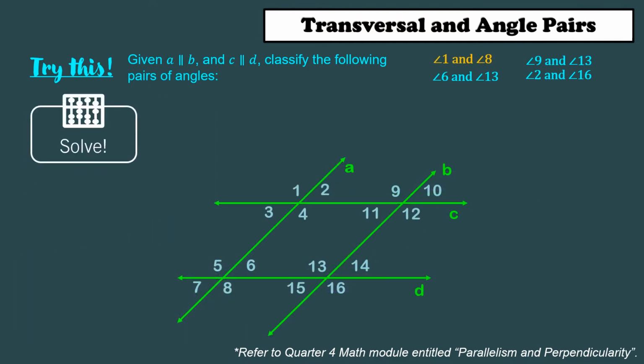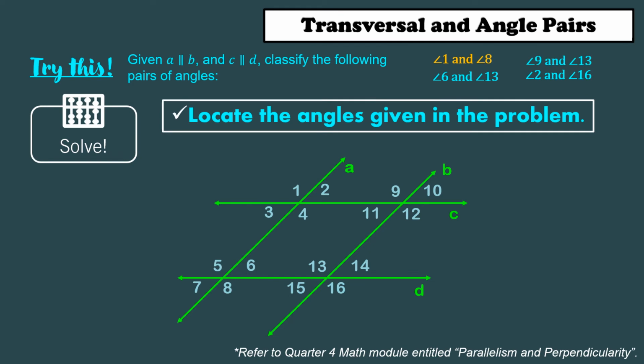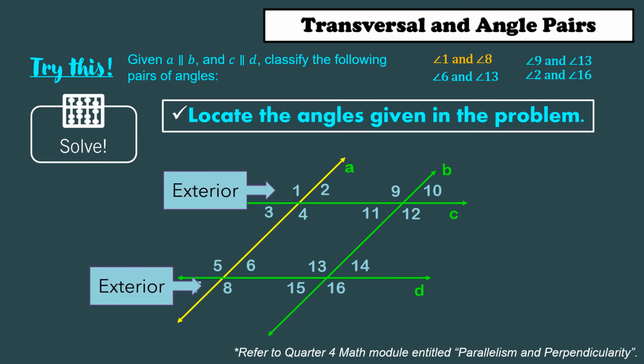Let us solve. To classify angles 1 and 8, we have to locate the angles first. In the figure, we see that given lines C and D, line A acts as their transversal, thus showing that angles 1 and 8 are exterior angles. These angles are also located on opposite sides of the transversal A. This makes angles 1 and 8 alternate exterior angles.